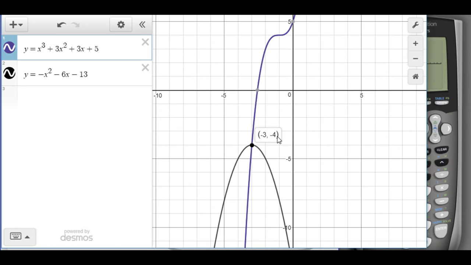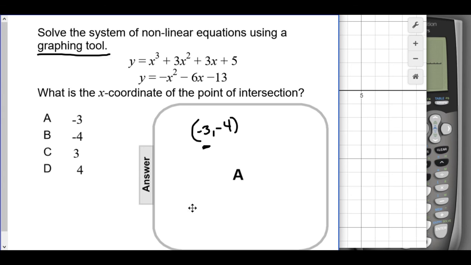So your graphing tool is only as good as the system you type into it. So you have to be very careful and always check your work on the equations you're typing in. But here again, negative 3, negative 4, we still have an x value of negative 3, still making our answer choice A.